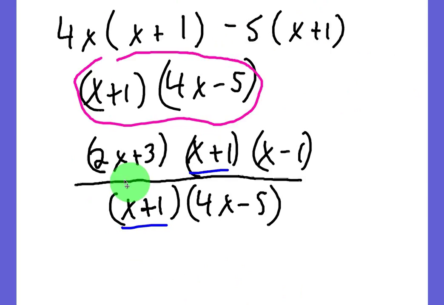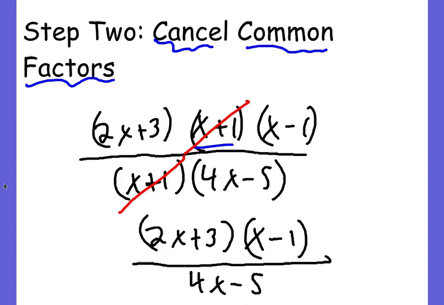Alright, so what do you think you're going to do next? Well, you can see we have 2 common factors here. Now that everything's being multiplied, no pluses or minuses between these factors, we can go ahead and cancel those x plus 1s. So our next step is to cancel common factors. And then we are now left with 2x plus 3 times x minus 1 on top and just 4x minus 5 on bottom.